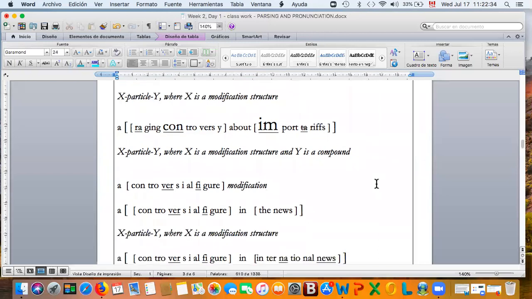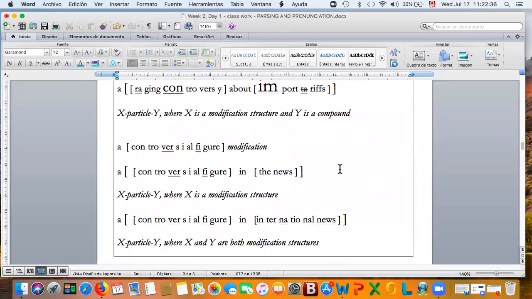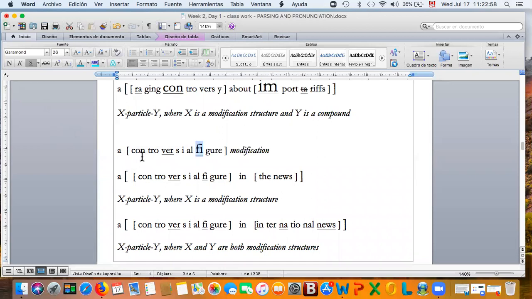Let's do this with another kind of example. Here's simple modification. Controversial figure. The dictionary accent of figure must be augmented, must be increased like this. So the modification structure is quite simply a controversial figure. Say it with me. A controversial figure.